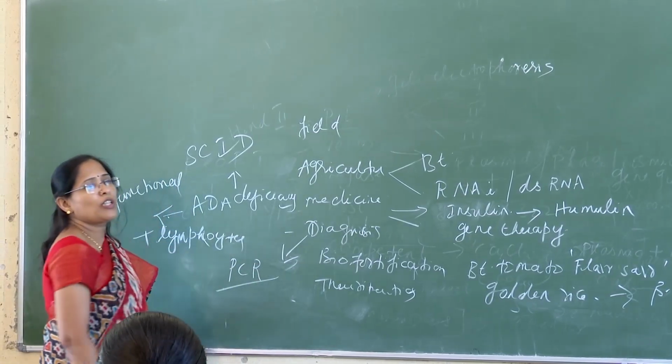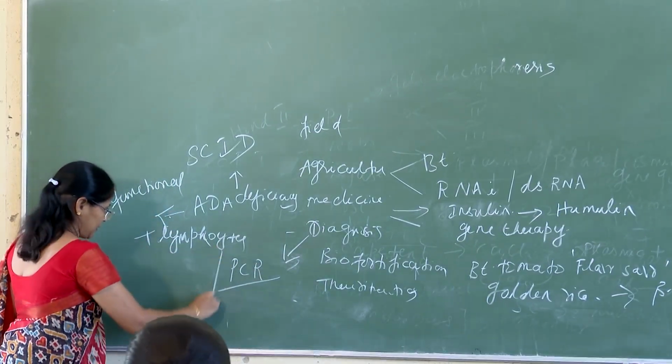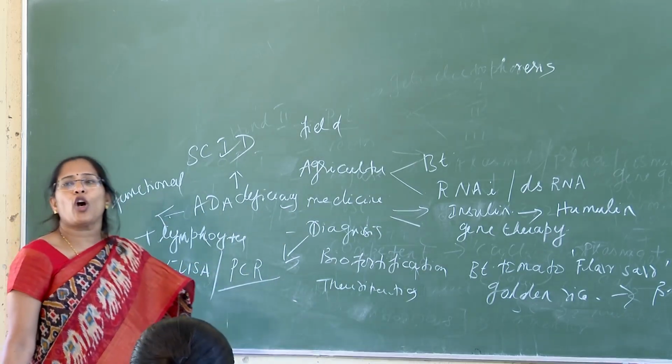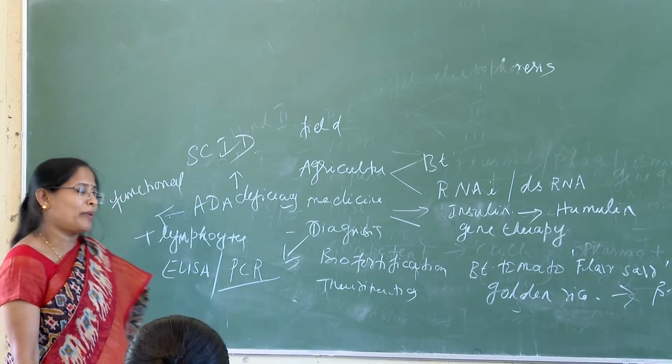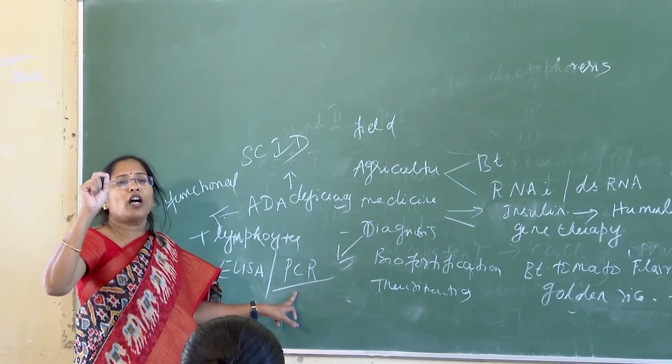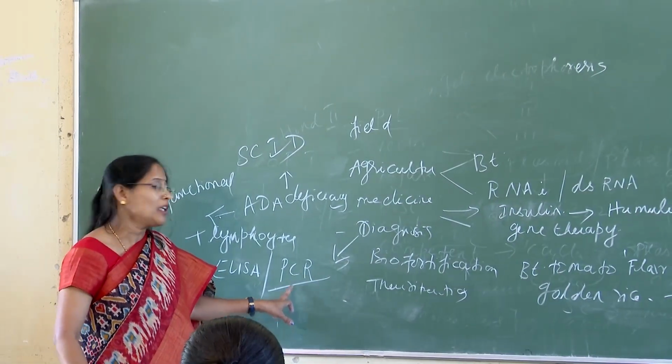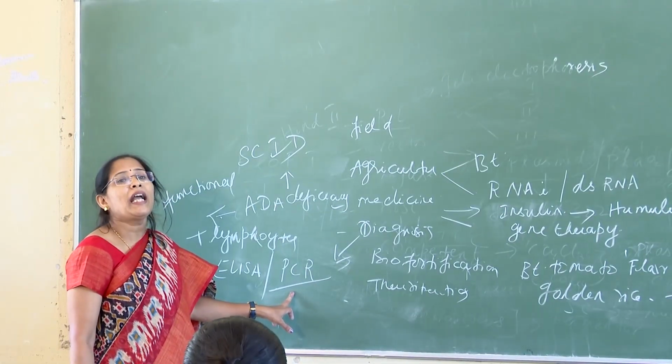PCR. What is PCR? Polymerase Chain Reaction. Yes. What is ELISA? Enzyme-Linked Immunosorbent Assay. That can also be used. So here, even a small amount of the pathogen, if it is there, before the symptoms could develop, you can amplify it and it can be identified.